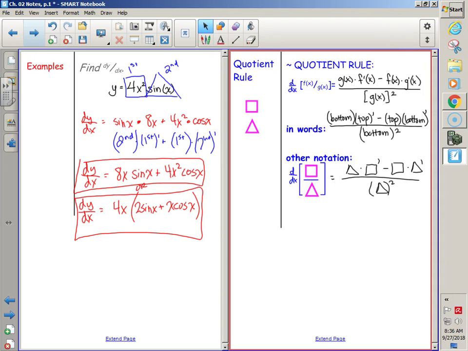I'm saying bottoms and tops because we have numerators and denominators. I said that totally backwards. Same bottoms and tops because we have denominators and numerators. Either way. Same bottoms and tops because we have numerators and denominators.